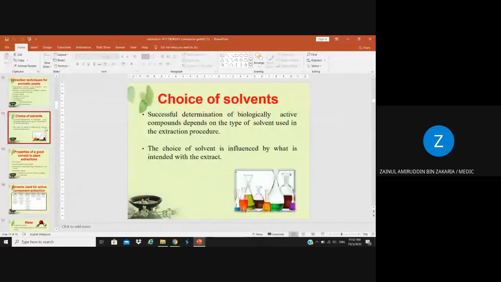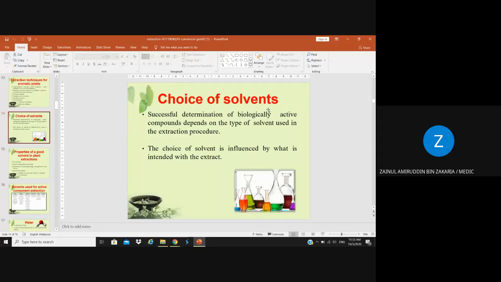Okay, choice of solvent. Successful determination of biologically active compounds depends on the type of solvent. I think you know that in plants there are various types of bioactive compounds which can be classified into, for example, flavonoids, tannins, saponins, and triterpenes. So how do you isolate each of these compounds specifically? That depends on the solvent that you use.